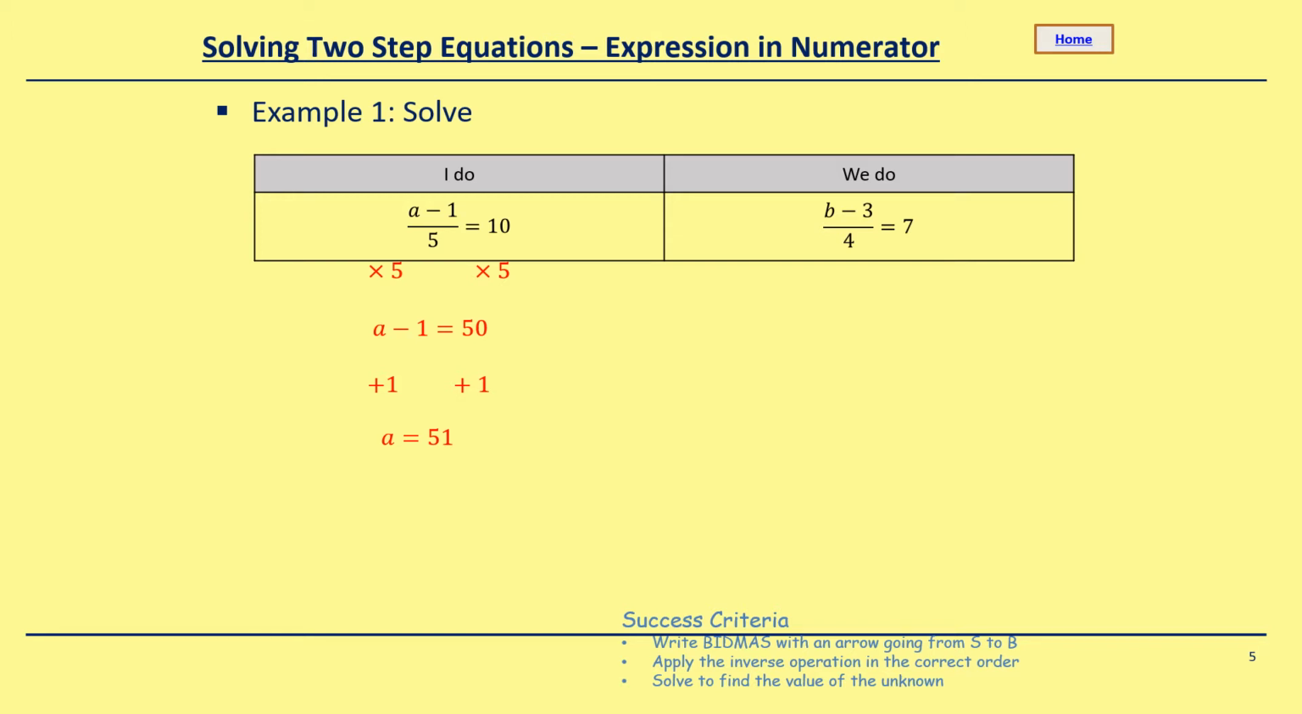Now you do b minus 3 all over 4 equals 7. Pause the video. You should have got times by 4, then add 3 to get b equals 31.